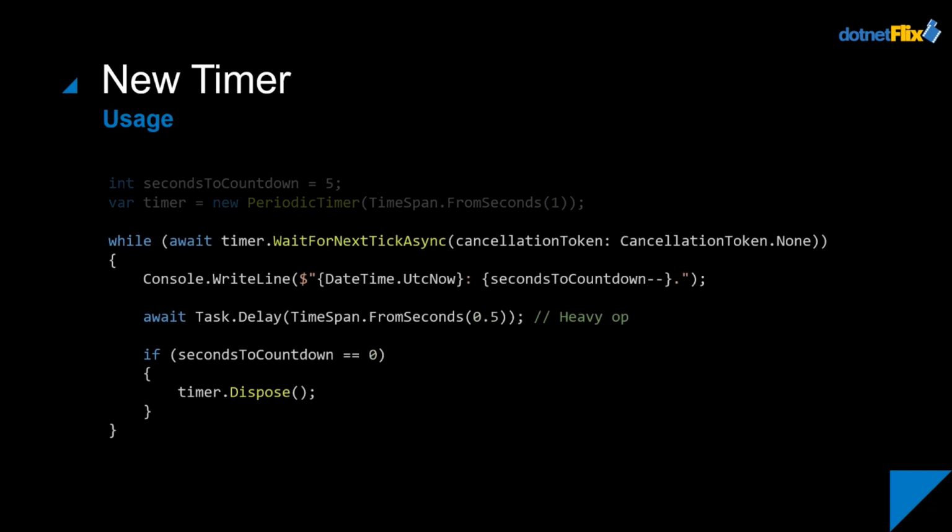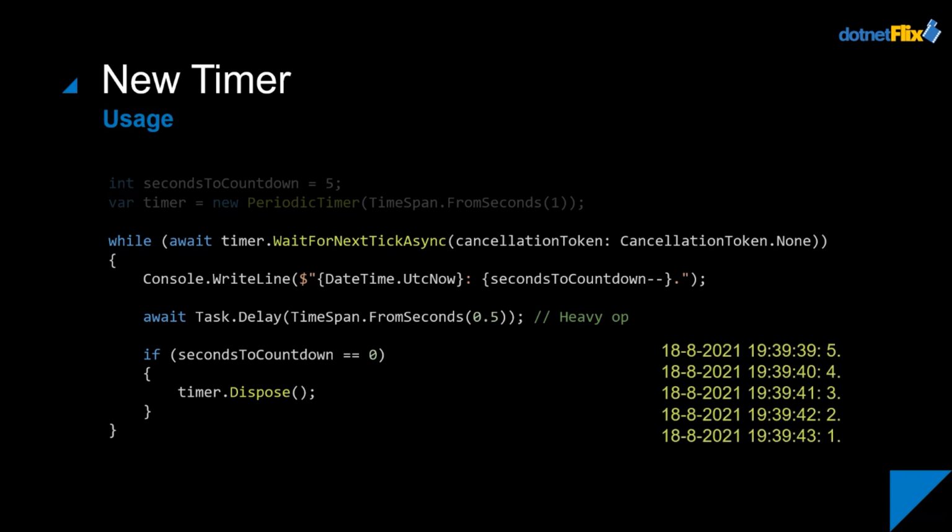With the WaitForNextTickAsync method, you can use a loop to iterate through the invocations of the timer. And the WaitForNextTickAsync accepts a cancellation token with which you can cancel the timer, or you can cancel the timer using the Dispose method. One nice thing about this timer is that if your code within the invocation runs faster than the interval of the timer itself, it will make sure that the next invocation is actually on the next interval.